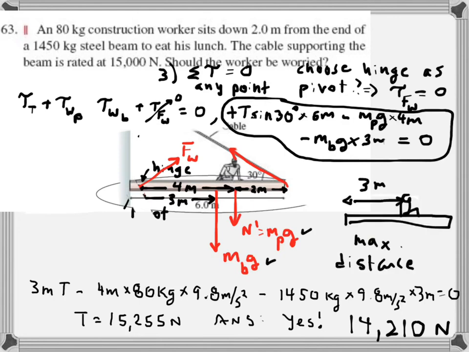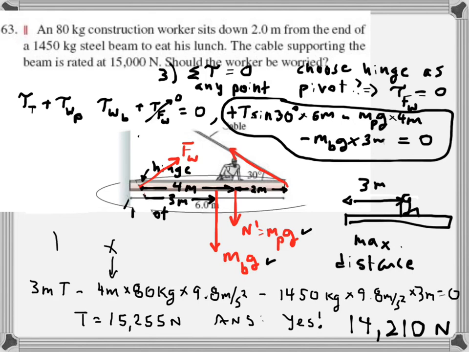Another interesting calculation is, what is the maximum distance at which the person can be sitting on that beam before the cable breaks? What's the maximum safe distance from the hinge? To do that calculation, in the equation at the bottom, instead of using this value of 4 meters here, what you want to do is leave it as an x. Replace that 4 meters with an x.